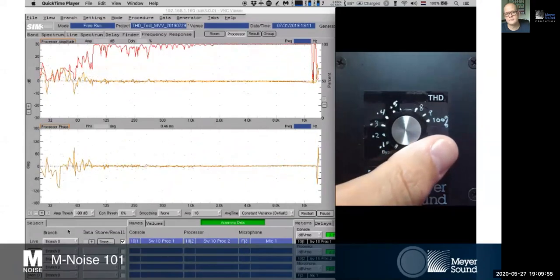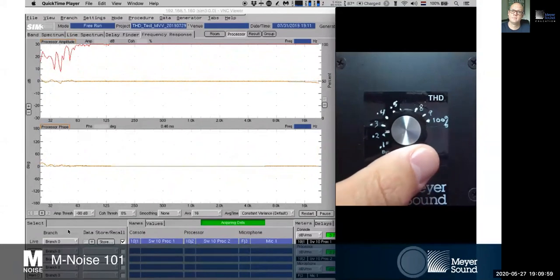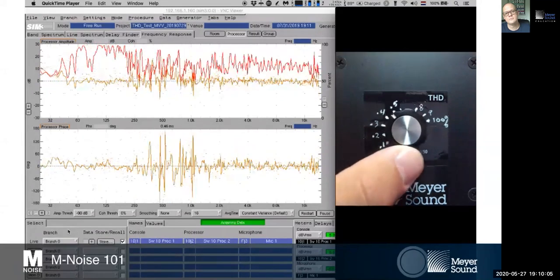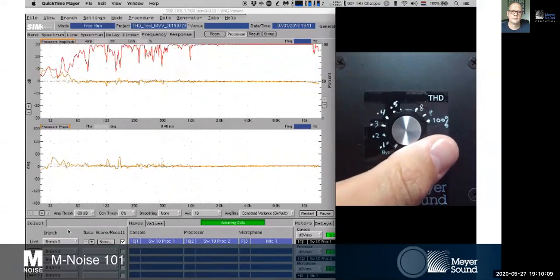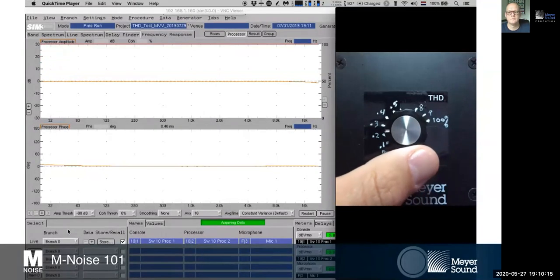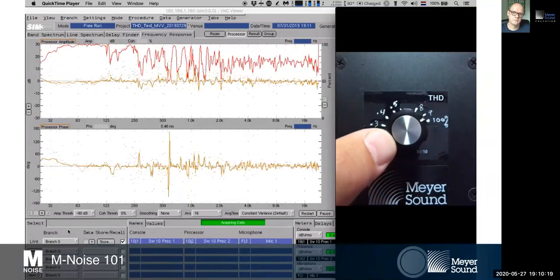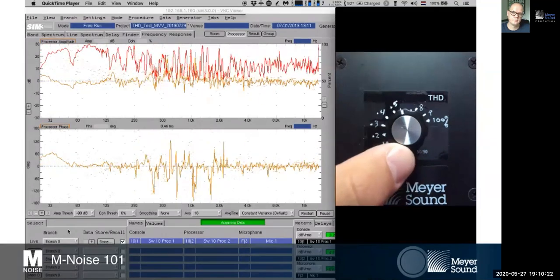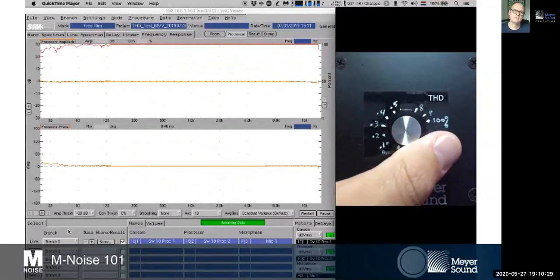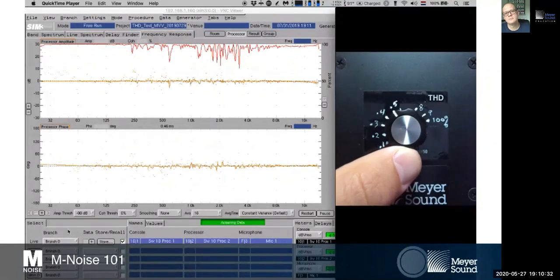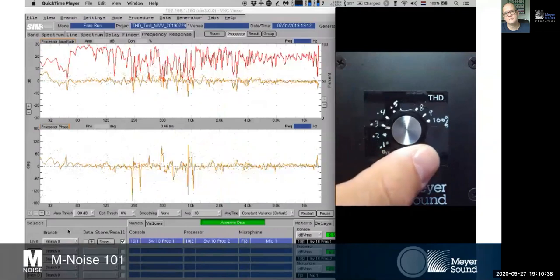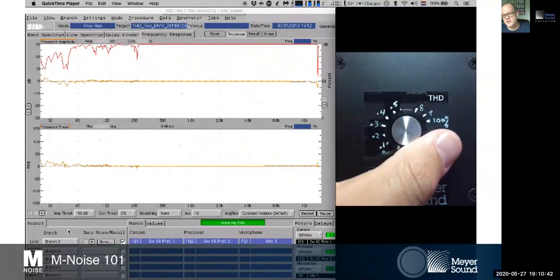Different genre. Let's try a different song. Let's do one more. And just for fun, let's do another one.